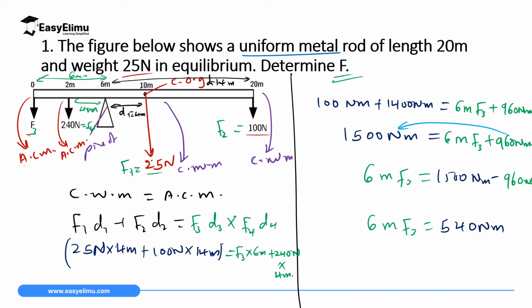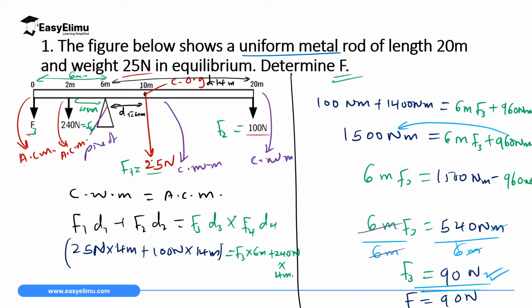Now for us to get F3, you divide by 6 meter on both sides. The 6 meter will cancel on the left hand side. Then we will remain with F3 is equal to 540 divided by 6. Then it's going to be 90 Newton, because meter will go with meter. 6 goes into 540 90 times. So you will have calculated the F that they are looking for. So you can say F is equal to 90 Newton.